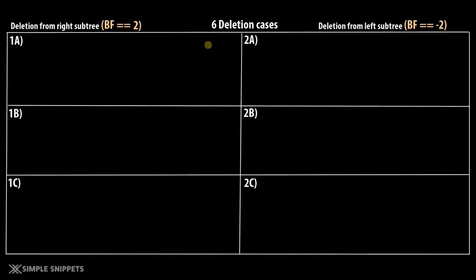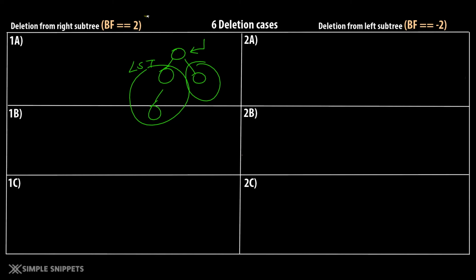Okay, so as I mentioned, there are 6 different cases that will happen when you delete a particular node from a tree, and it can be divided into 2 parts or 2 categories. So either you delete from the right subtree. So when you delete from the right subtree, things would look something like this. Let's say this is the tree, okay, and you're deleting from the right subtree. So for this particular node, this is the left subtree and this is the right subtree. So when you delete this node, you're deleting from the right subtree, correct?